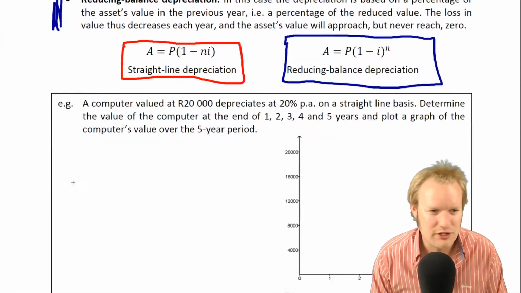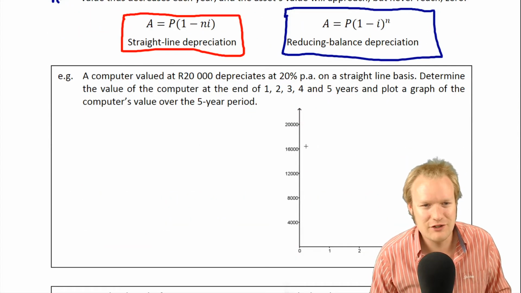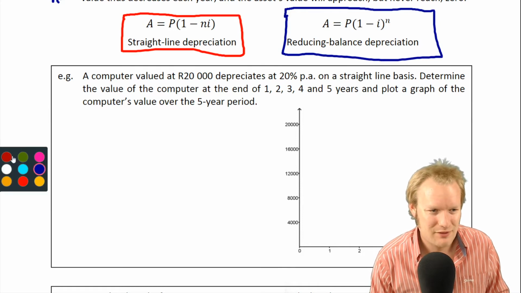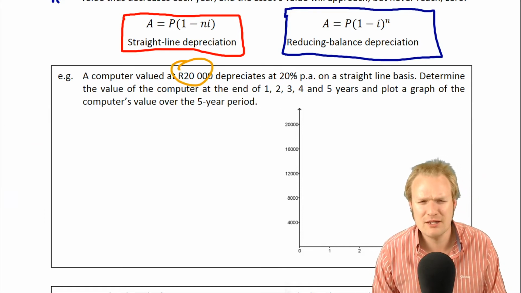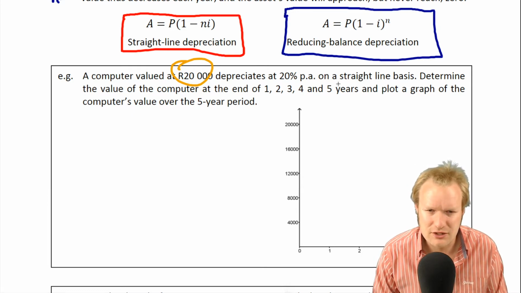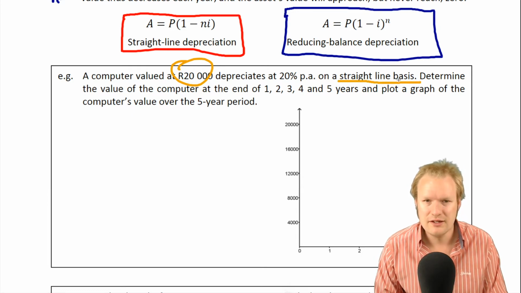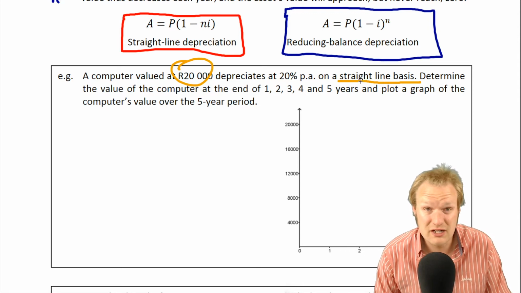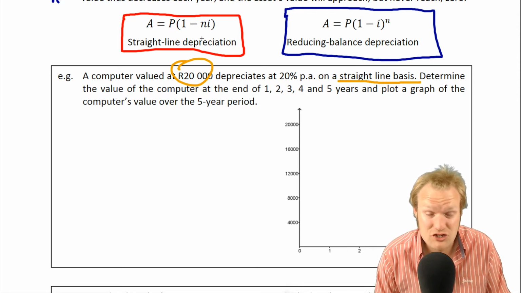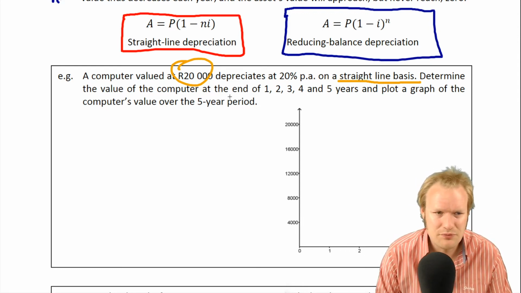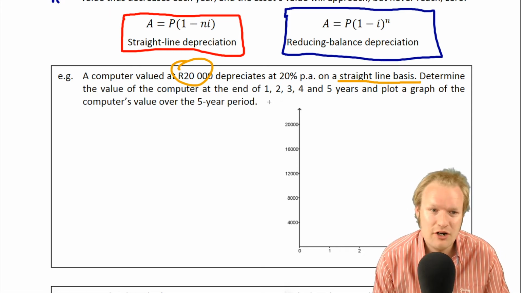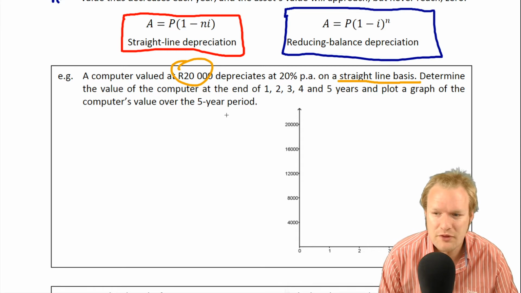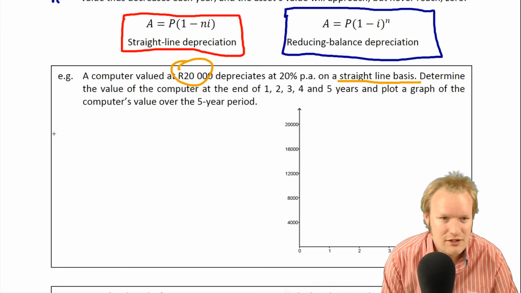Let's do an example. So the computer is valued at 20,000 Rand, and it depreciates at 20% per annum on a straight line basis. Okay, straight line basis is saying straight line depreciation, like simple interest. Determine the value of the computer at the end of 1, 2, 3, 4, and 5 years and plot a graph of the computer's value over the 5-year period. Okay, so let's go through it.